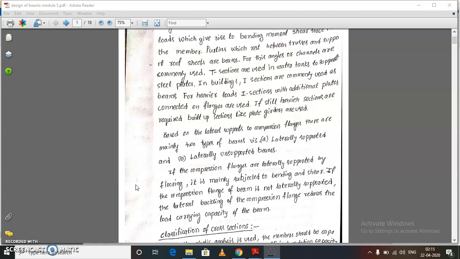Based on the lateral supports to compression flanges, there are mainly two types of beams, namely laterally supported and laterally unsupported beams. If the compression flanges are laterally supported by flooring, the beam is mainly subjected to bending and shear. If the compression flange of the beam is not laterally supported, the lateral buckling of the compression flange reduces the load carrying capacity of the beam.